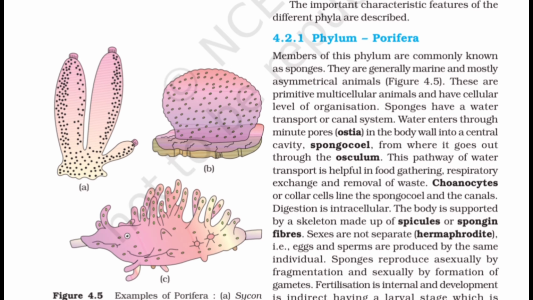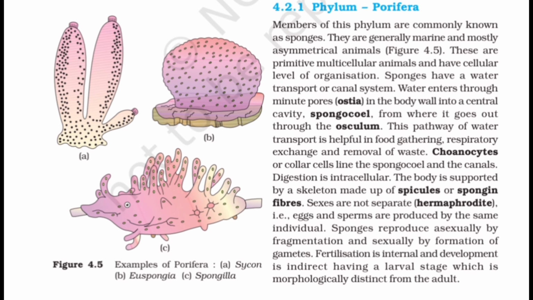4.2.1 Phylum Porifera. The members of this phylum are commonly known as sponges. They are generally marine and mostly asymmetrical animals, like in the figure 4.5. These are primitive multicellular animals and have cellular level of organization. Sponges have a water transport or water canal system.